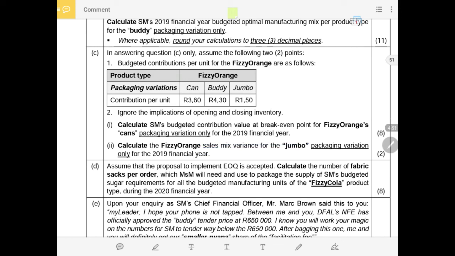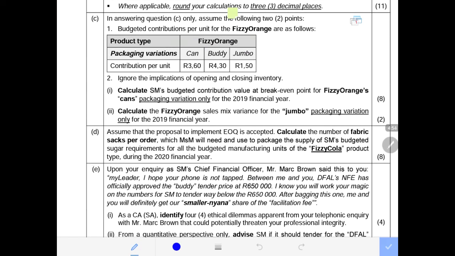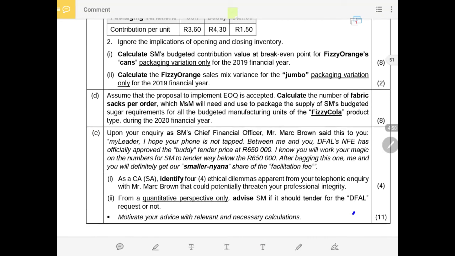So I will stop here. I will not go to the proposal. It will take me more than 2 hours. This is a question still related to the same scenario.